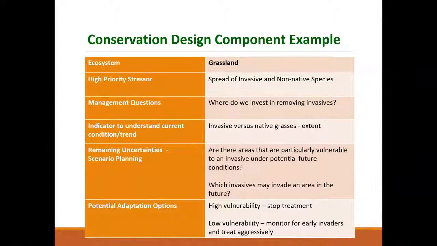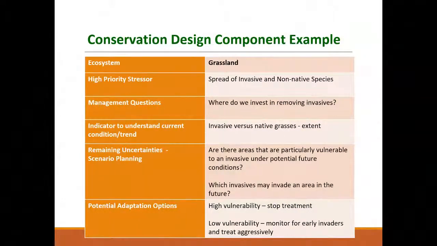Hi there, everybody. So I'm just going to start on this. This slide is just kind of an example of what happened when we took our whole list of indicators and narrowed it down to some that were a little more practical, but then tried to go and do the spatial analysis part. So one of our key ecosystems was grasslands, and one of the high priority stressors in the grasslands was the spread of invasive and non-native species.